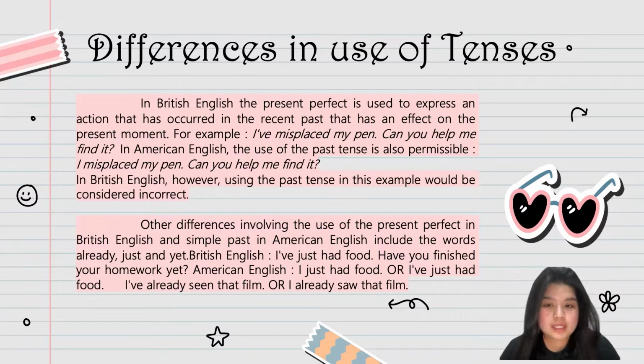Other differences involving the use of the present perfect in British English and simple past in American English include the words already, just, and yet. British English, for example, I've just had food. Have you finished your homework yet? In American English, I just had food or I've just had food. I've already seen that film or I already saw that film.